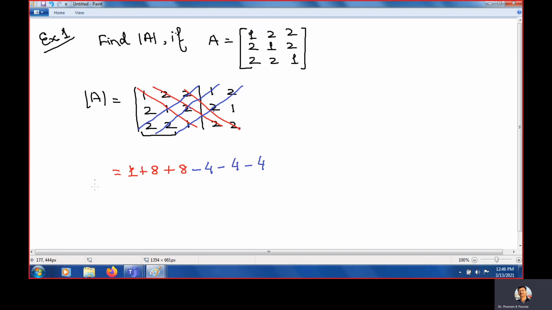So you need to combine the backward and forward diagonals. 1 plus 8, 9, plus 8, 17, minus 4, minus 4, minus 4, that is minus 12. So it is 5. The value of the determinant of A is equal to 5. And this type of question you will find in the homework assignment, midterm exam, and final exam for 2 marks. A minimum 2-mark question will come for you. Clear? So you need to practice. This is method number 1.